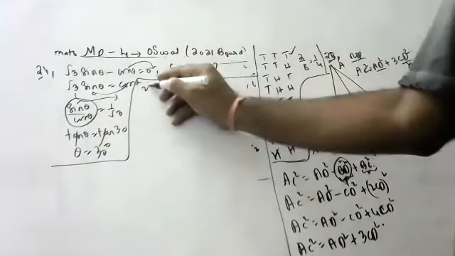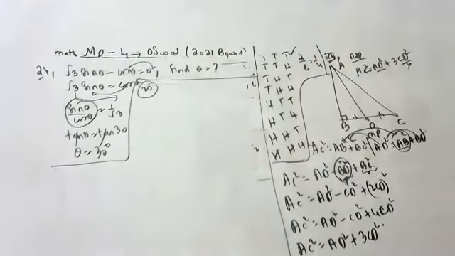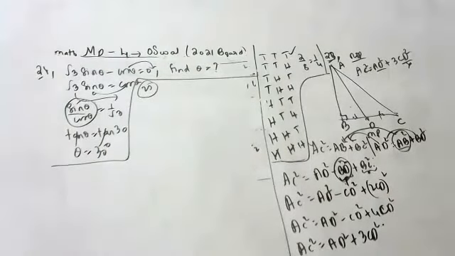Okay. Next one. During sunset, the shadow of the tower increases. The shadow of the tower is 3 times as long as before. The angle of elevation of the sun is 60 degrees. Find the angle of elevation of the sun at the time of the longer shadow.